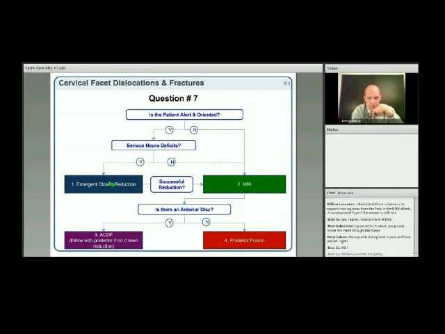So, after you get your closed reduction, if you do it, you still always want to get an MRI prior to going to surgery. On that MRI, you're going to look for whether the patient has an anterior disc herniation. If he does have an anterior disc herniation, then you want to go ahead and do an ACDF. If he doesn't have an anterior disc herniation, then you actually have a choice between whether you go anterior or posterior.